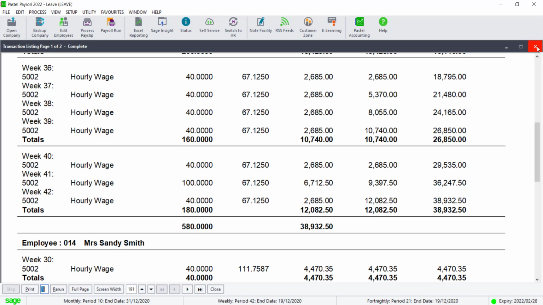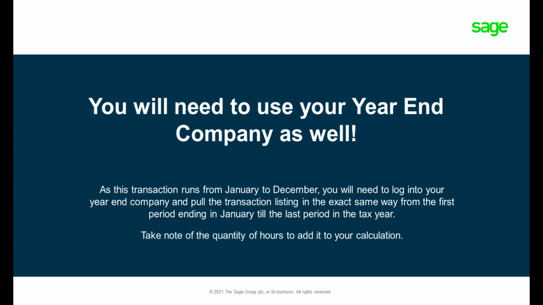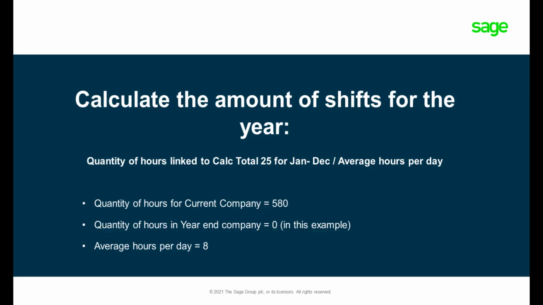The calculation for shifts looks at the hours from January to December, so you will need to open the year-end copy company for the previous tax year and print the transaction listing from the first period ending in January to the end of that tax year. Add the quantity in the year-end copy company to the quantity on the current tax year transaction listing. Then divide this by the average hours per day according to the master file.